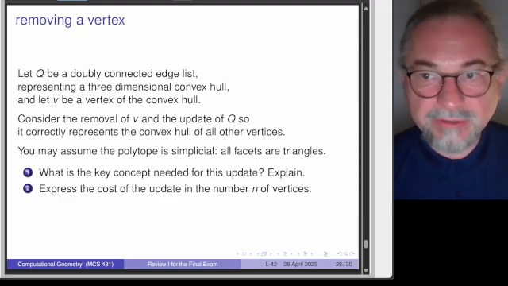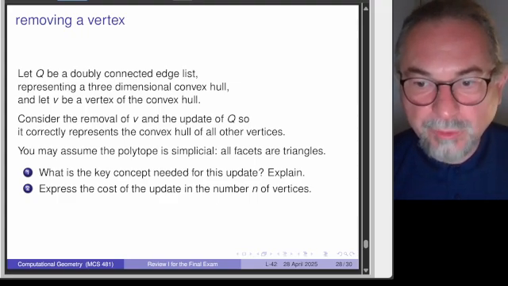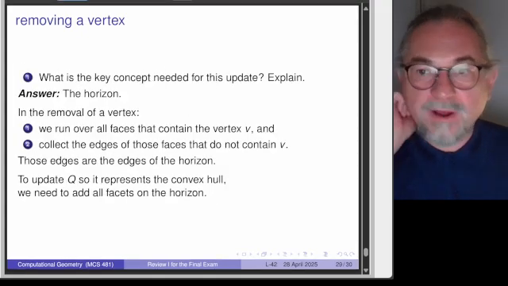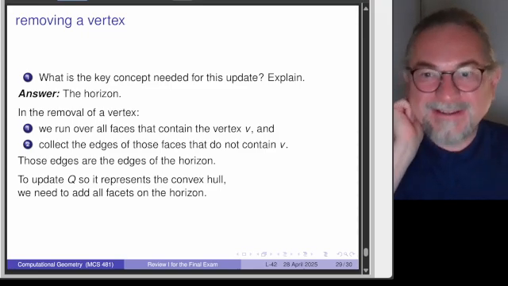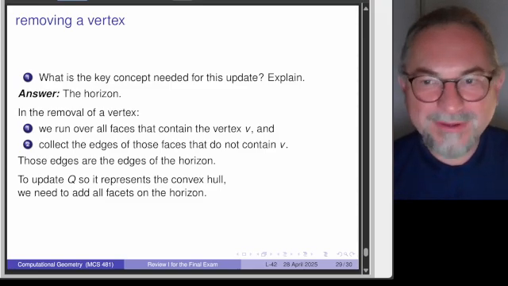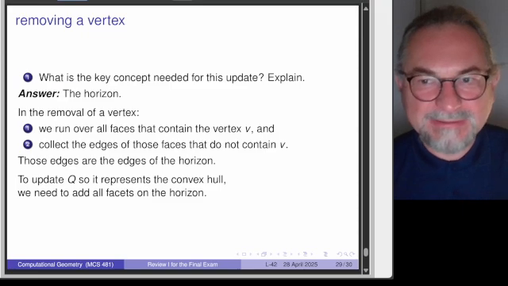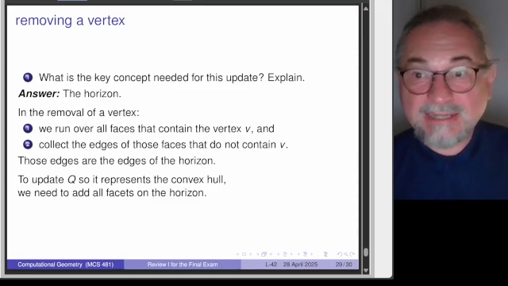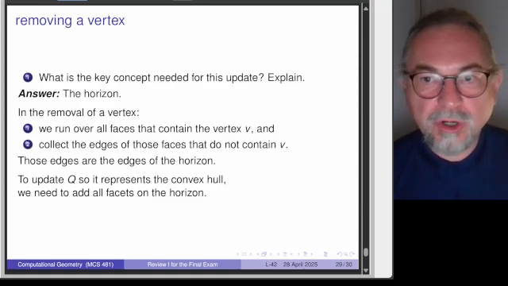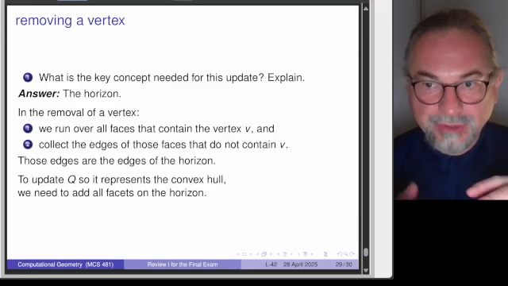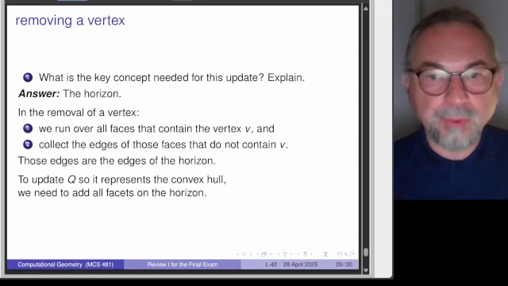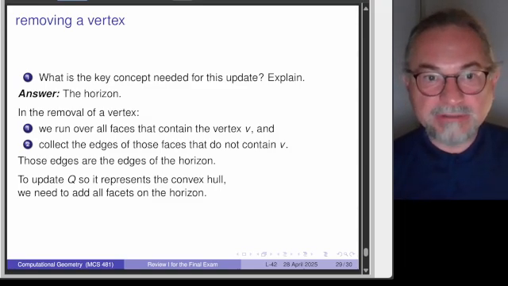But first, let us try to think about how we would go about defining an algorithm to do this. Well, when I explained the picture, I had to hold back a little bit and not say the word. The word is actually the horizon. So what this picture showed were the facets from which you can see the new point. That is actually the horizon.